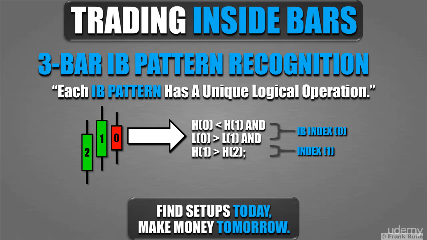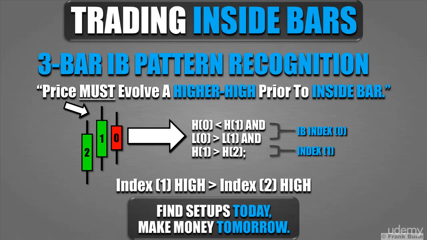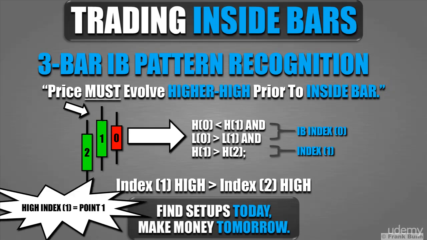But now we have index 1 to compare to index 2. The high of index 1 must be higher than the high of index 2, as seen here in the chart graphic. Therefore, the price must evolve a higher high prior to the inside bar for long trades. So the high of index 1 must be higher than the high of index 2 by precise definition. Also, the high of index 1 we will be referring to as point 1, which is the high of the pattern that precedes the setup. We will learn more about this in later segments.